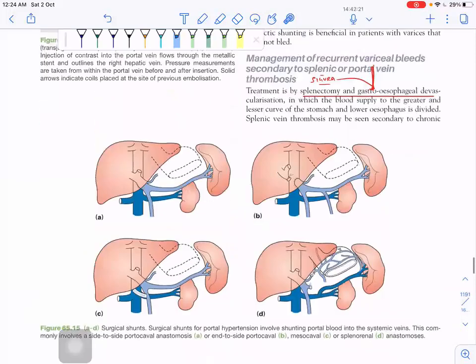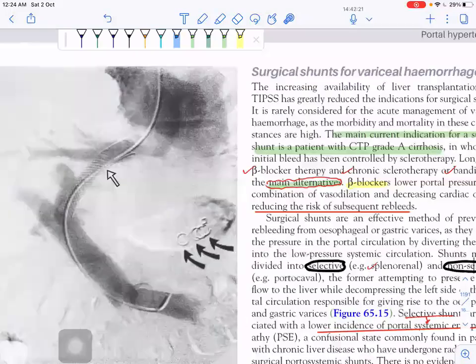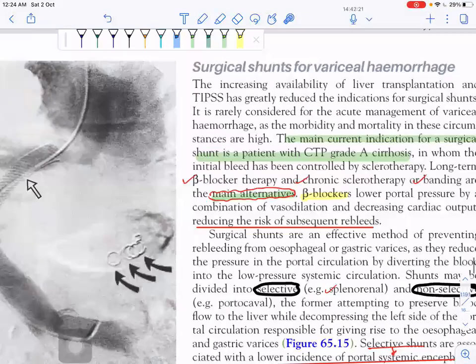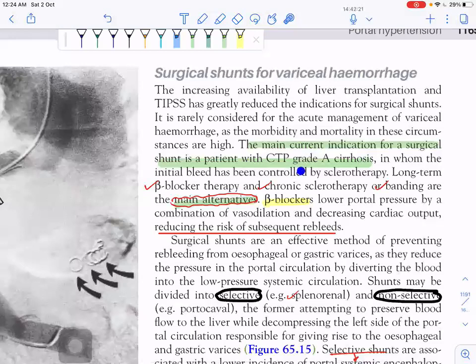Then we'll go to surgical shunts for variceal hemorrhage. Here the main current indication for a surgical shunt is a patient with Child-Pugh A cirrhosis in whom the initial bleed has been controlled with sclerotherapy. This is the main indication. Long-term beta blockers, chronic sclerotherapy, and banding are the main alternatives.